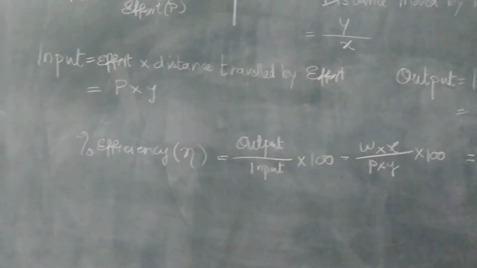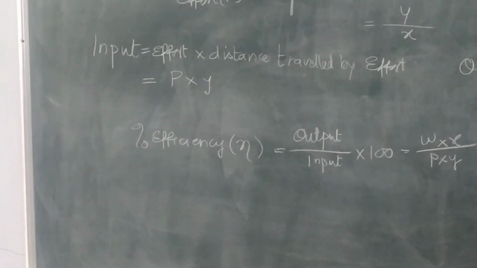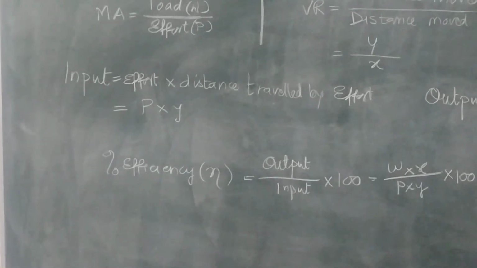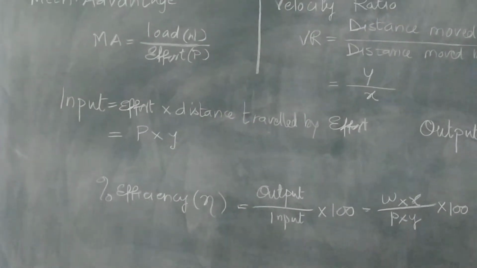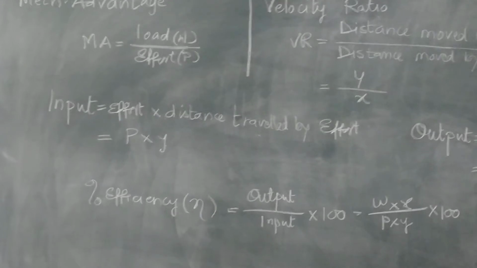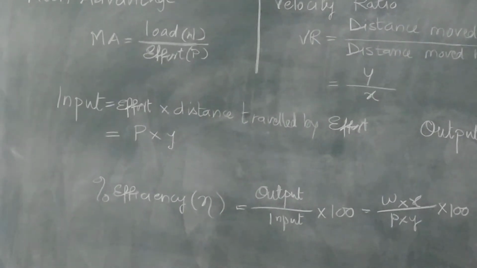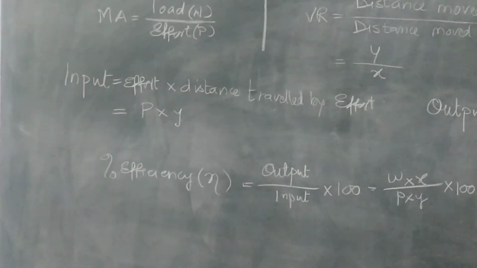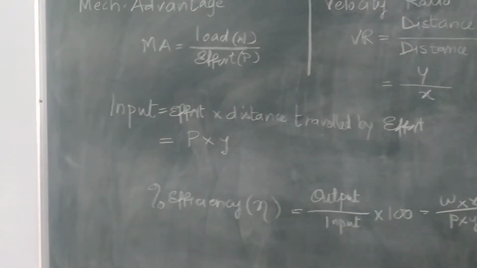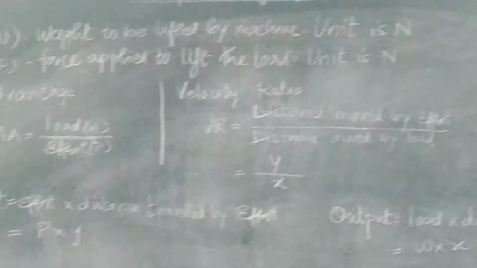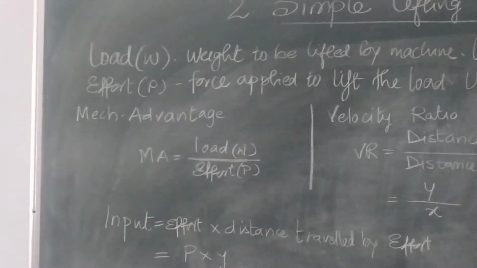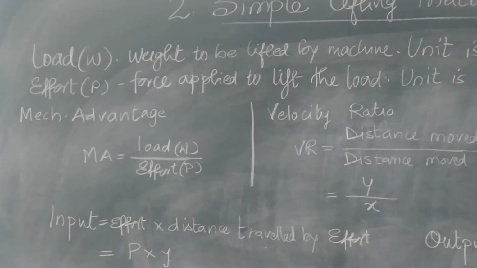Now, let us discuss the important phenomenon of efficiency. In the introduction, we discussed why a machine is used or why simple machines are to be studied. A machine is that entity which reduces our effort to do some work. So, how much work or how much effort is saved, that is in short known as efficiency. So, efficiency is output upon input. Output we have discussed just now.